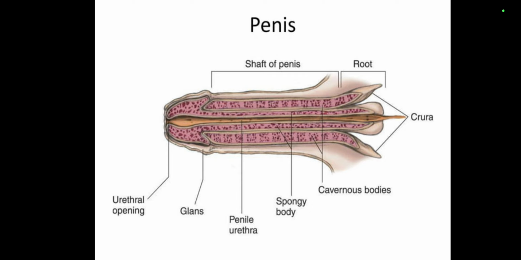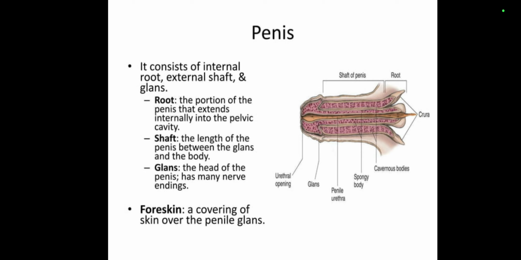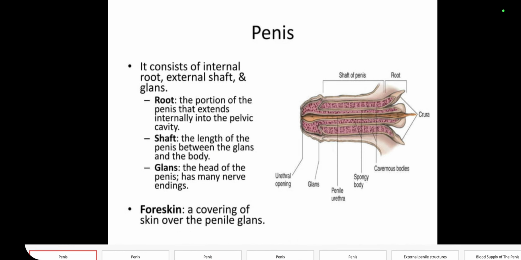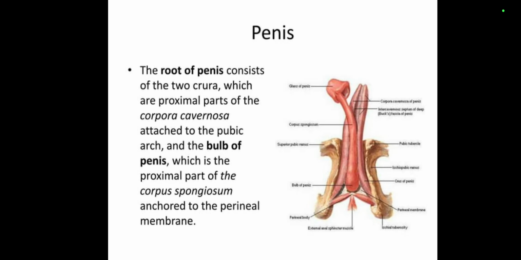If the length of the penis extends to the abdominal wall, that is called the root. Okay? So that is the layers of the penis, or the parts of the penis, internal and external. Next. So here, just to make sense of the root, we have the root of the penis.